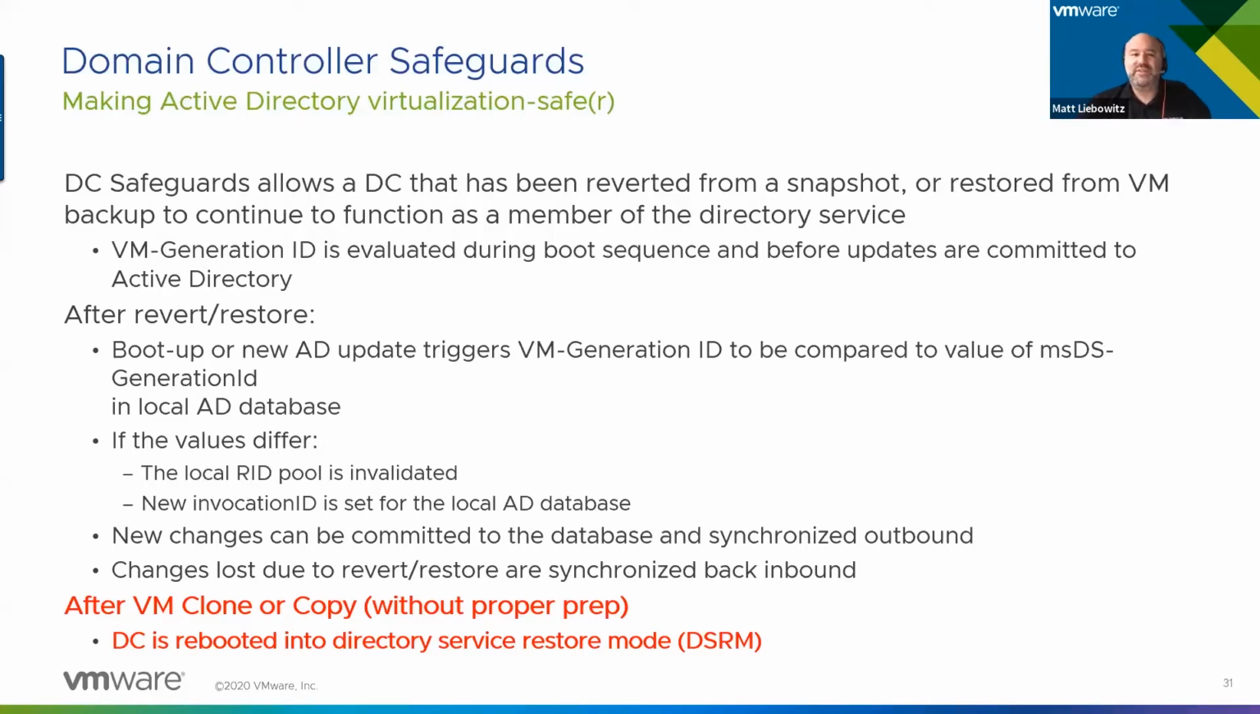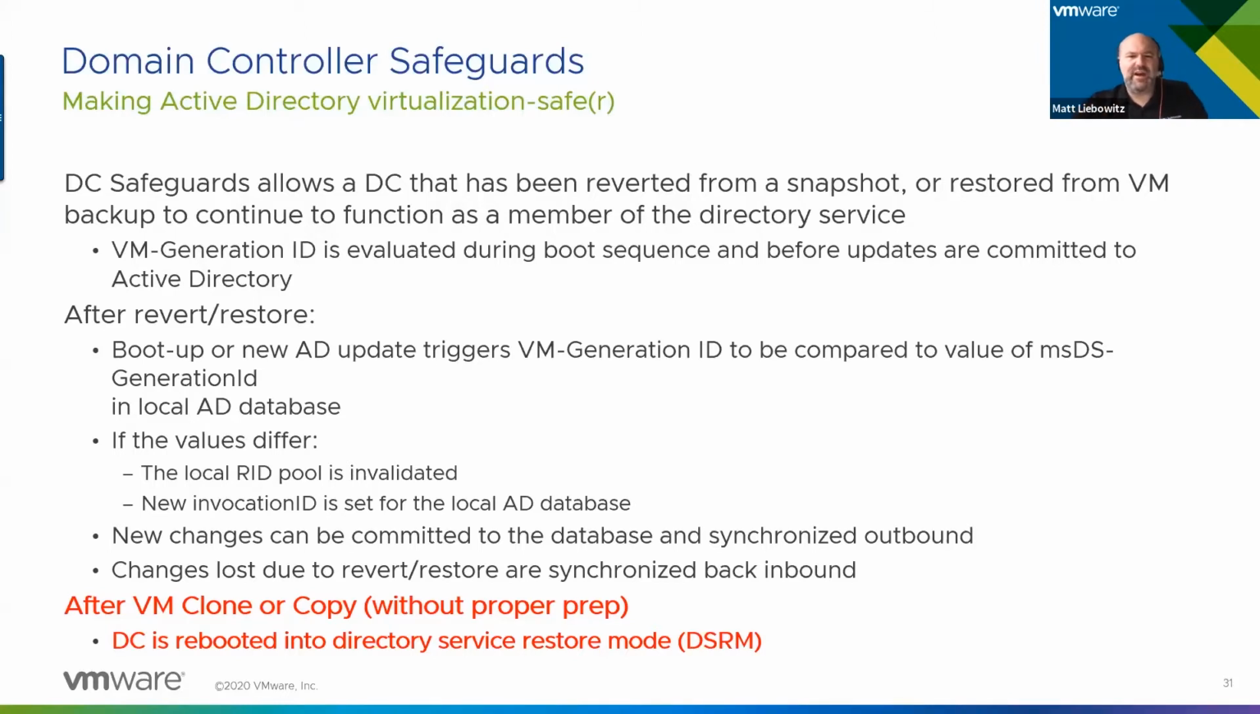If those values are different, it's pretty simple. It effectively dumps the RID pool, invalidates the one that's there, and generates a new invocation ID for that local Active Directory database. And that allows two things to happen. Number one, new changes can be committed to the database and synchronized. It also can provide the ability to get changes that were lost during this restore or reversion period, the period in which the domain controller was not replicating with the rest of the environment.